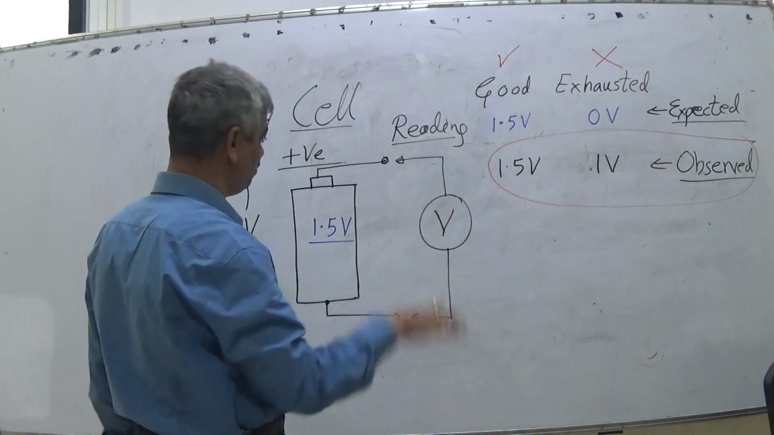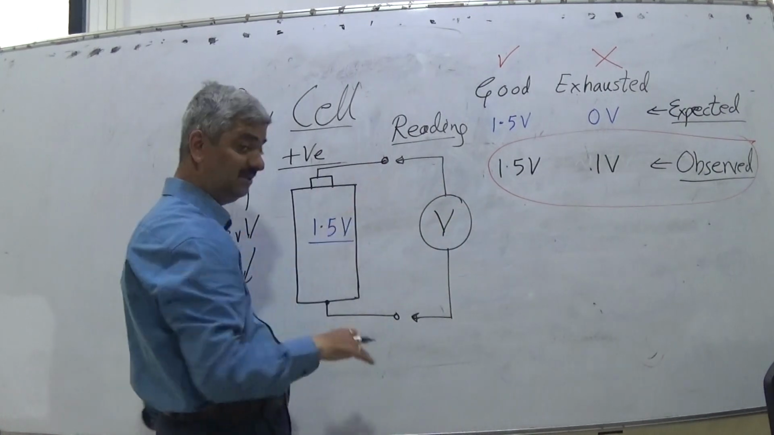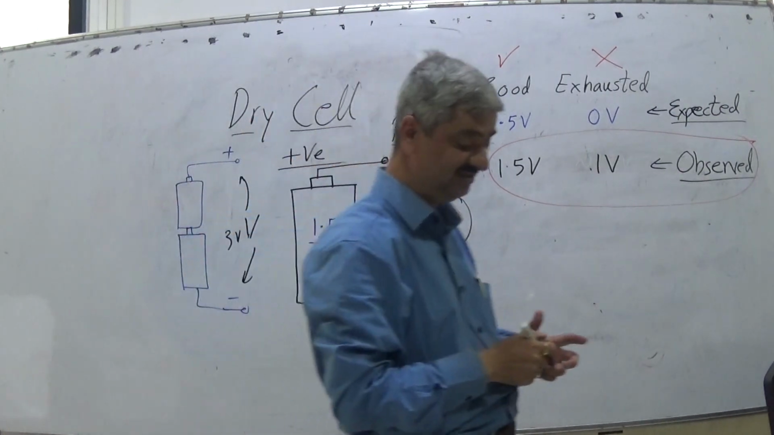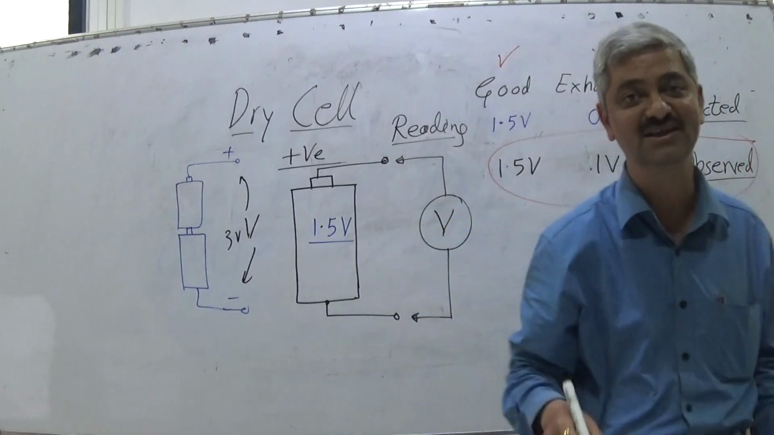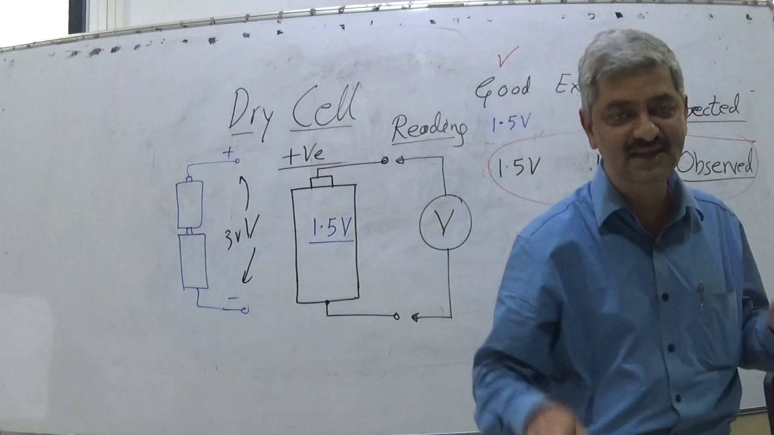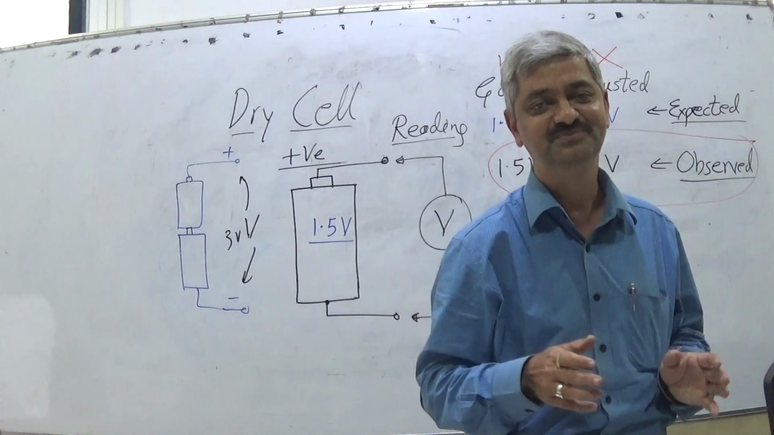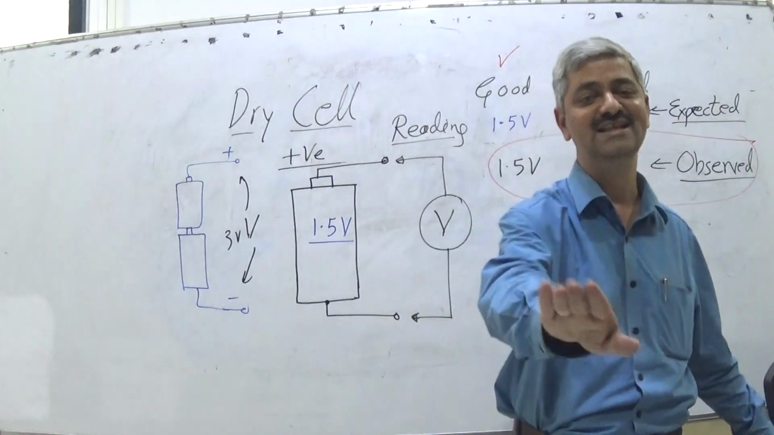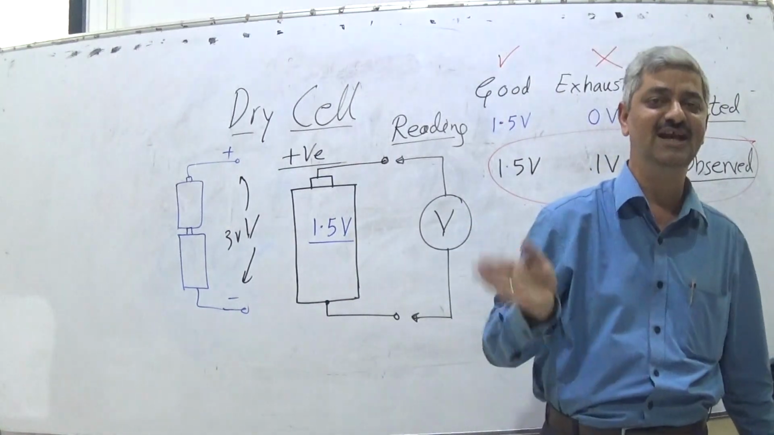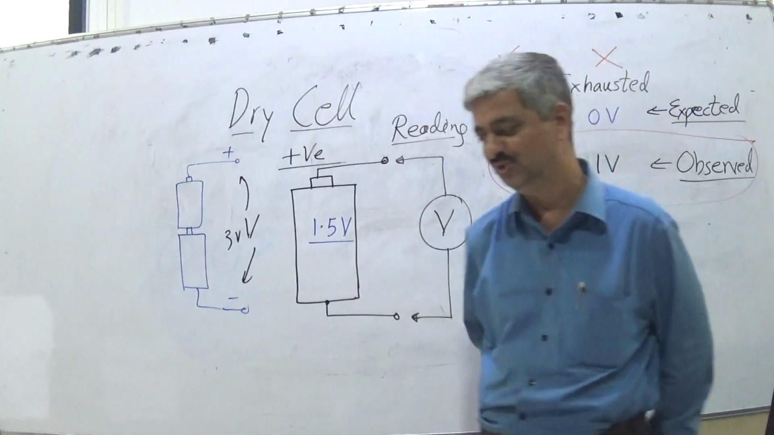You can have 3 exhausted cells, you connect a voltmeter, it gives 3 volts. Then is it that you have achieved something great? It gives 3 volts. So 2 good cells give 3 volts. 3 exhausted cells in series give 3 volts.